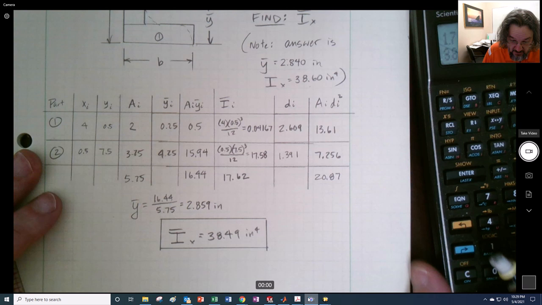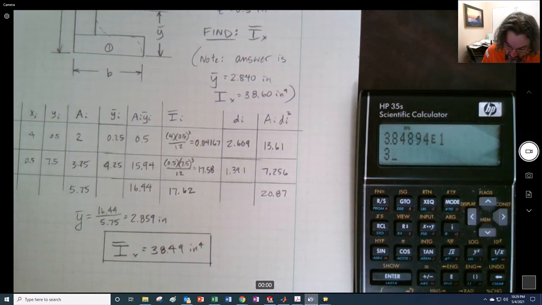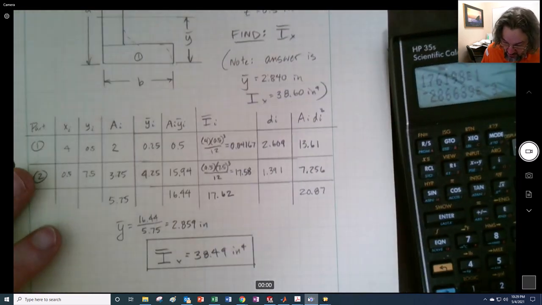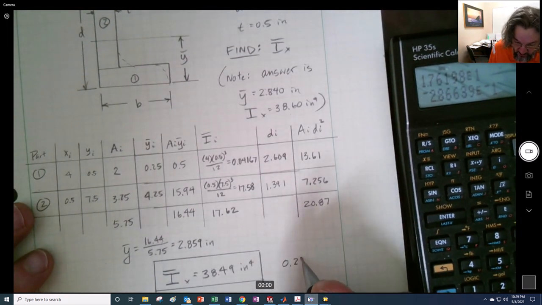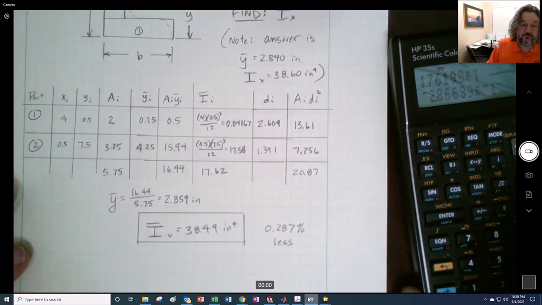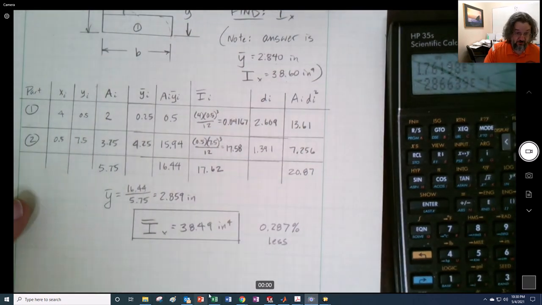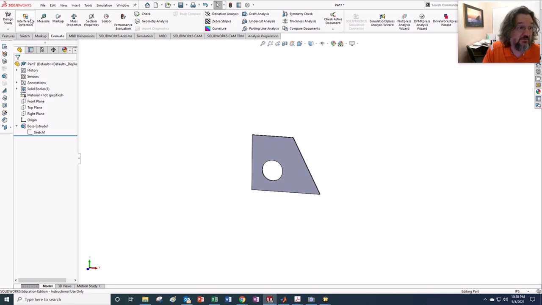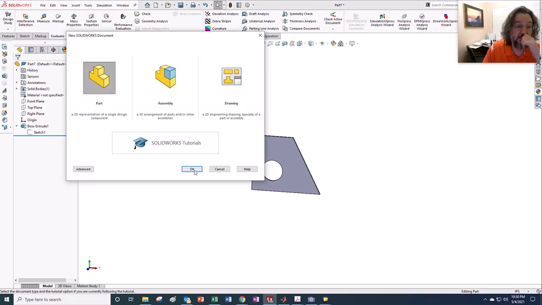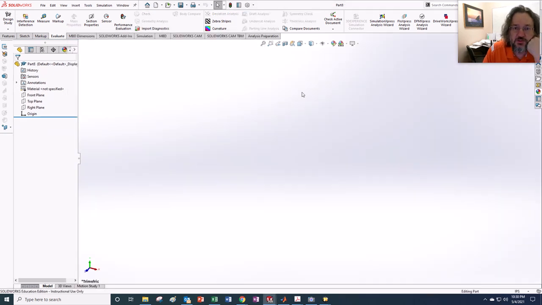So we say that we are 38.6. I'll subtract that out and divide by 38.6. And we are 0.287% less. That's pretty good. That's pretty good. If we were going to go into, we could be lazy and, well, no, I'll start a new one. Start a new part. Check it out in SolidWorks.